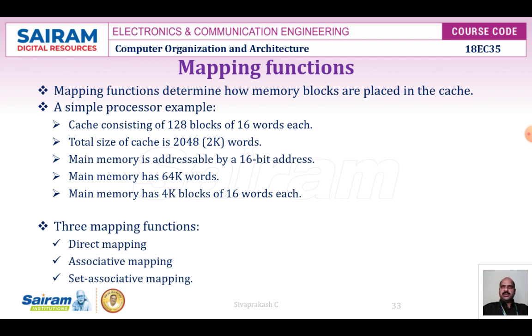So there are 3 different types of mapping used for the purpose of cache memory, which are direct mapping, associative mapping, and set associative mapping. Let's see them one by one in detail.